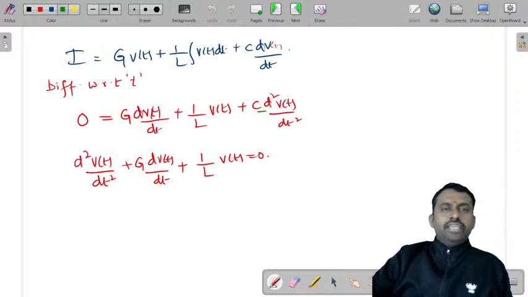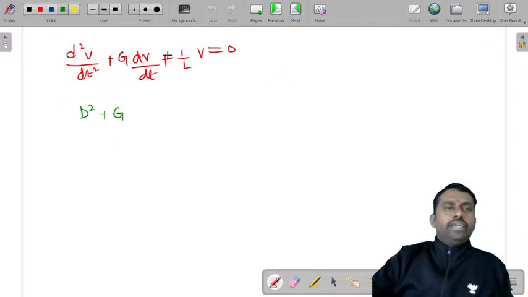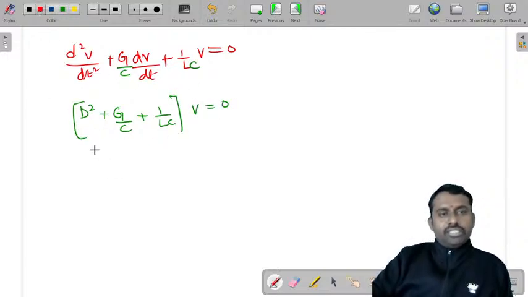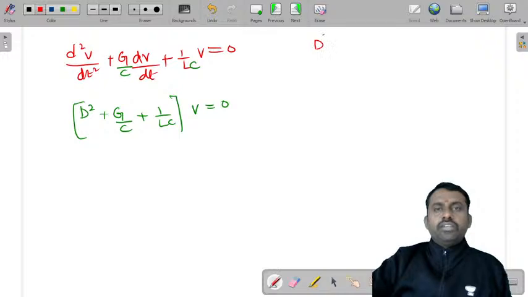You have a C here. I want to divide the whole equation by C. So this is C. You have C here. I have divided the whole equation by C. So you'll get G by C plus 1 by LC into V is equal to 0. So this is a differential equation, a second order differential equation. So D square plus G by C plus 1 by LC is equal to 0.